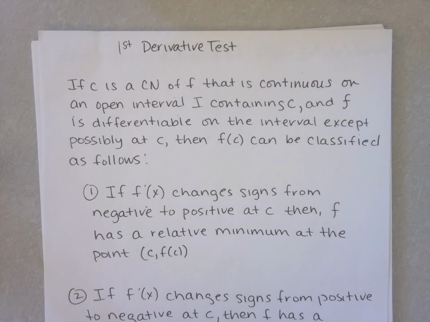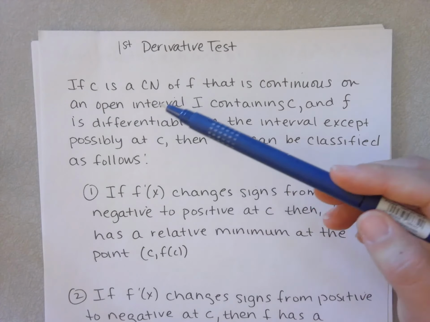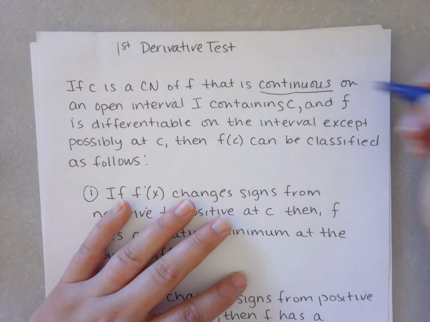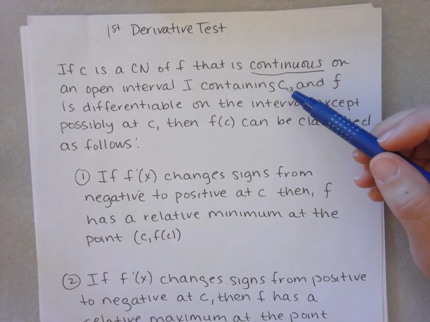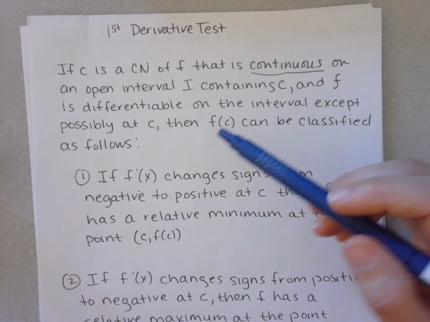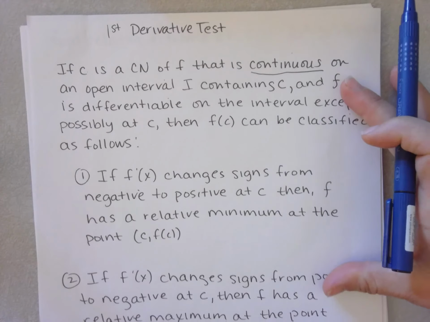So we're going to take our increasing and decreasing functions one step further today, and today we're going to talk about the first derivative test. Okay, so basically, we're back to our critical numbers again. So if C is a critical number of f and it's continuous, now continuous is a really important thing, so I'm going to underline it here, on an open interval I containing C, that's our critical number, and f is differentiable on the interval except possibly at the value C, then f of C can be classified as the following.